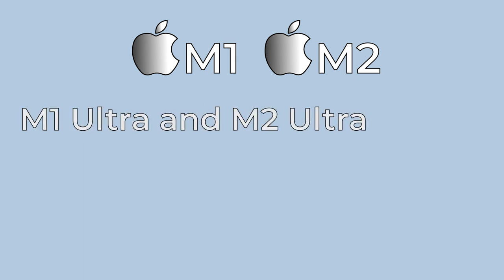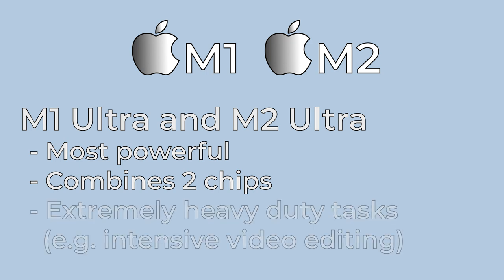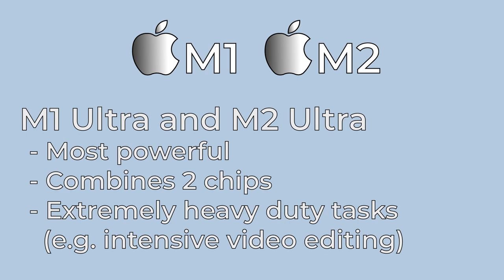M1 Ultra and M2 Ultra, the most powerful variant of Apple Silicon processors. It is composed of two M1 or M2 Max chips, combining their processing power. This is the choice for anyone working with extremely heavy-duty content that you believe the other chips won't be able to handle.